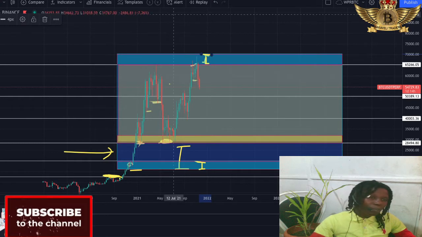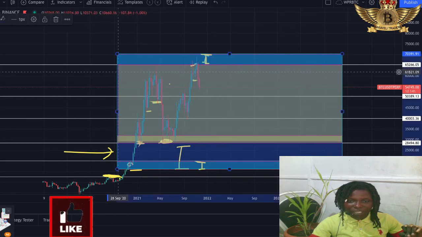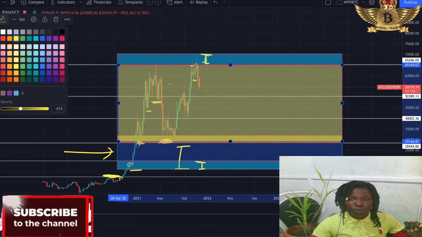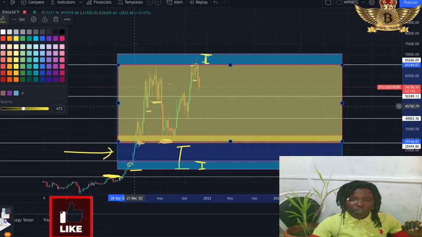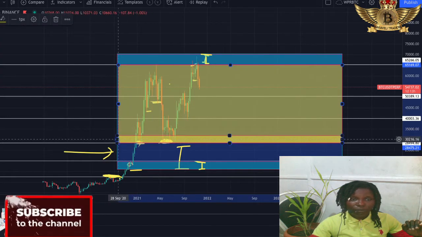Now what about the box that is inside? It also needs its own support and resistance area. This box, this yellow box, right? Because remember, that's the first box we drew. So what I will do is also get its own support and resistance area, which is right here, right?